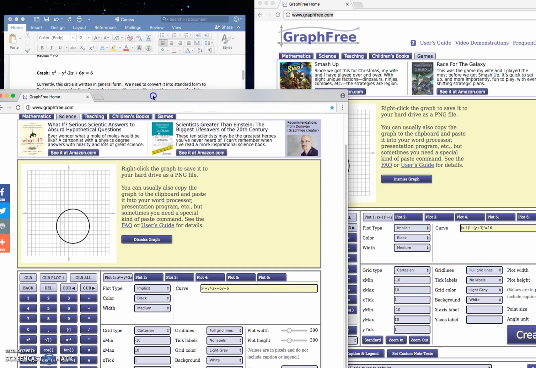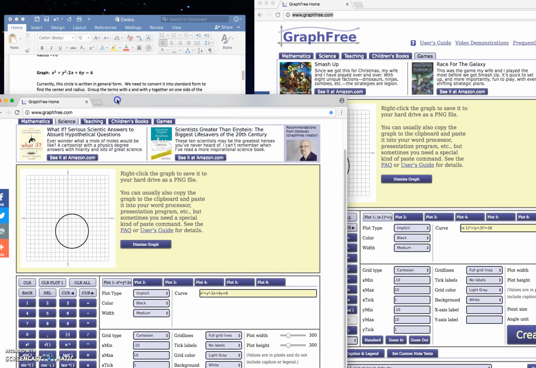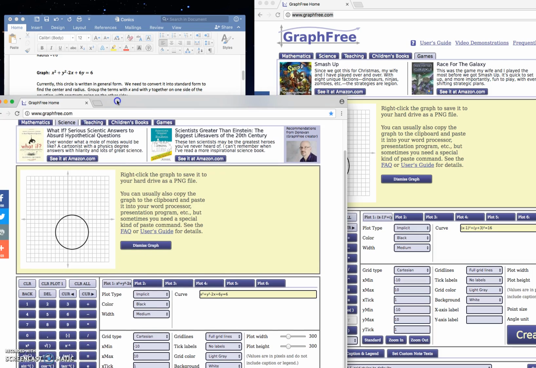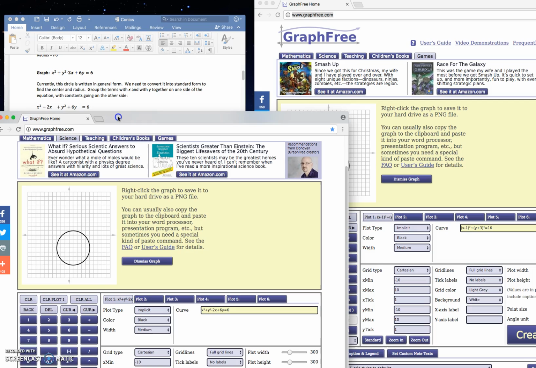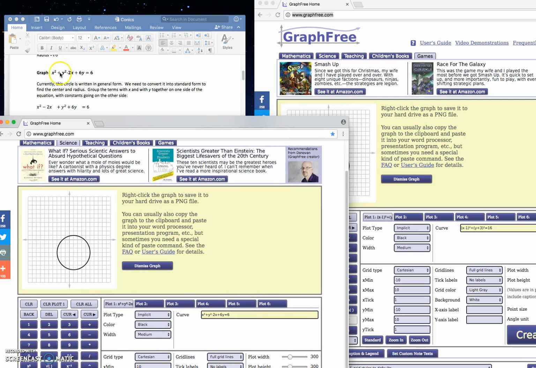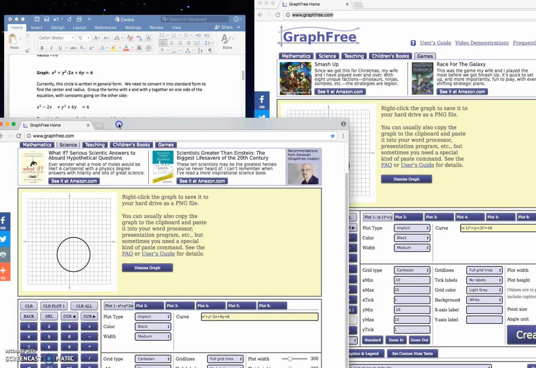So we're going to take this general form of x squared plus y squared minus 2x plus 6y equals 6, which again is written in general form. We need to convert it into standard form to find the center and the radius. So we're going to group the terms with x and y together on one side of the equation and put the constants on the other side. I'm going to regroup: x squared minus 2x here, and then y squared plus 6y over here. The whole thing is going to equal the 6.